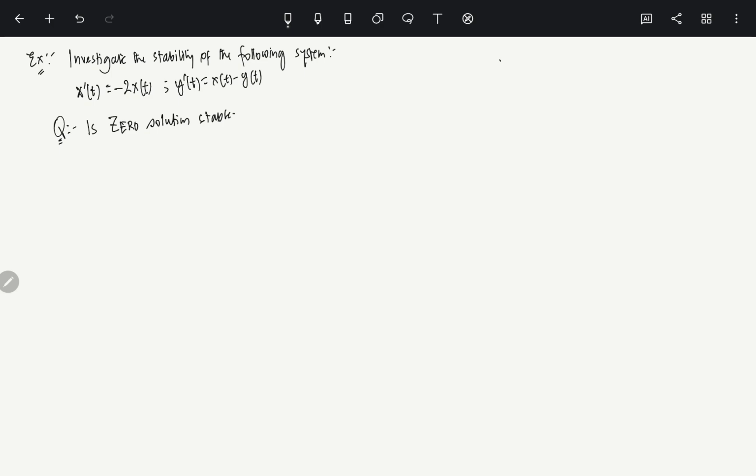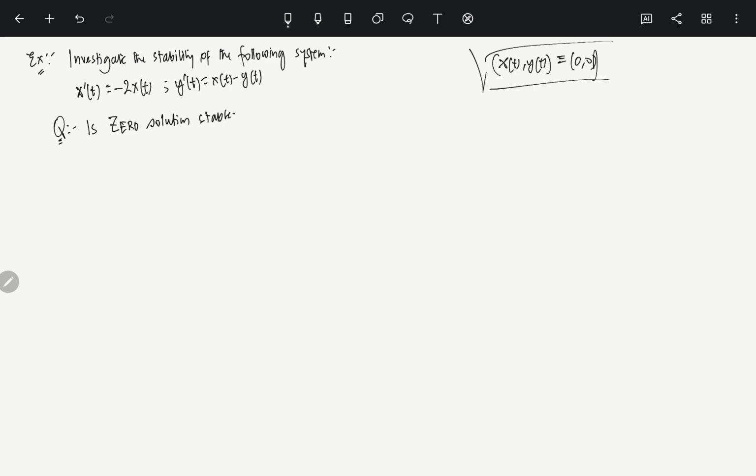Okay, zero solution, what I mean is (x(t), y(t)) is identically equal to (0, 0). That's the solution, this solution. Whether this solution is stable or not, that's what the question is. Okay, now we have to find a Lyapunov function. What you do is this.